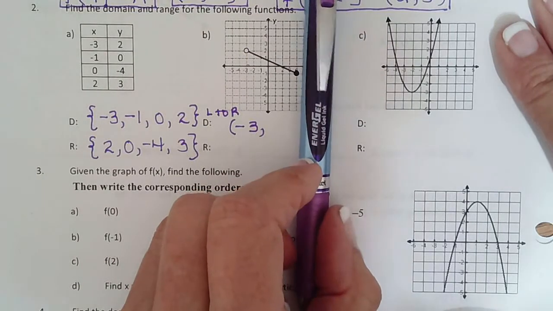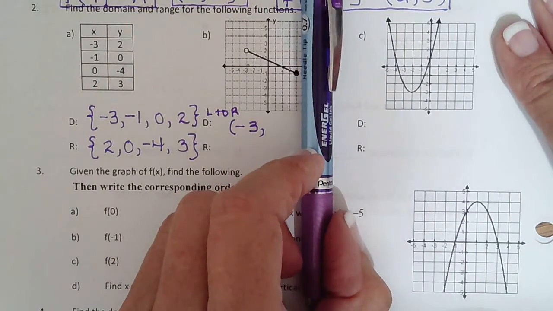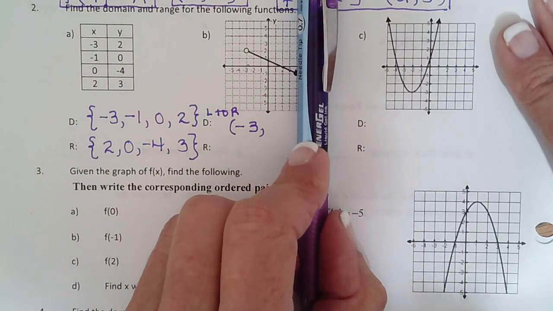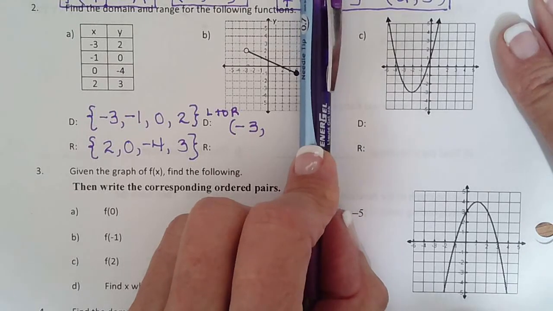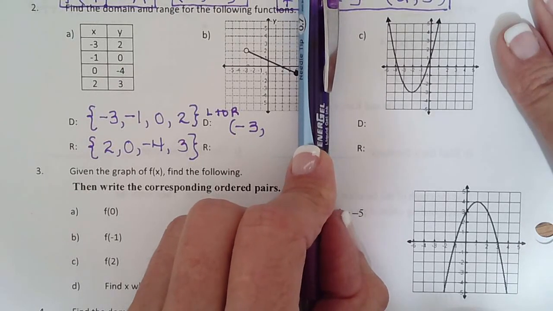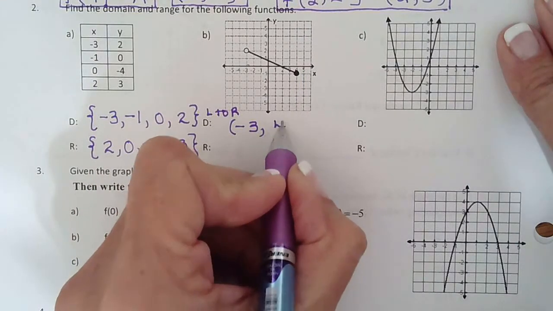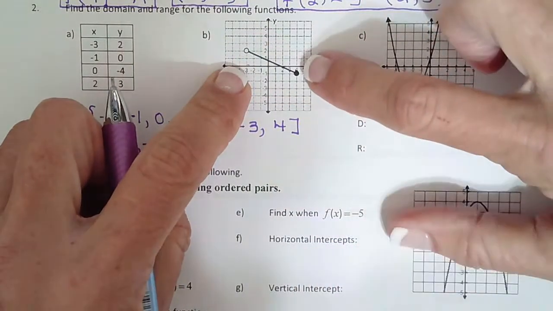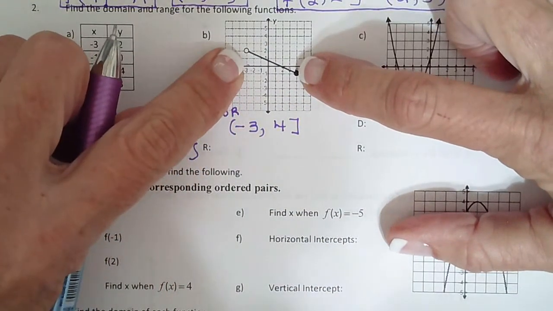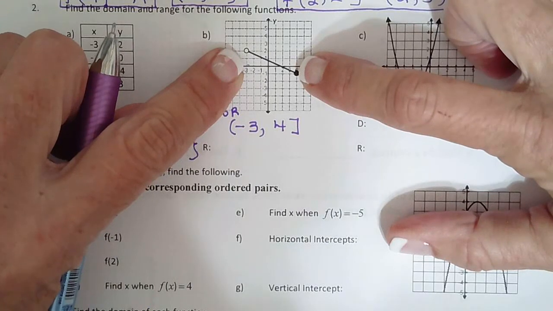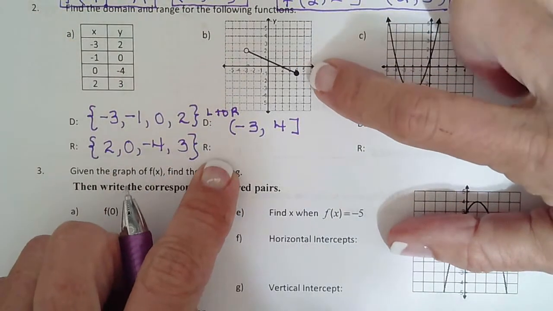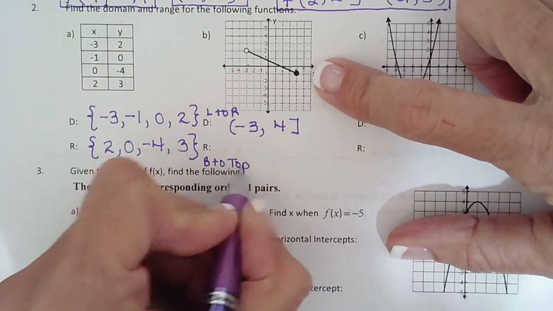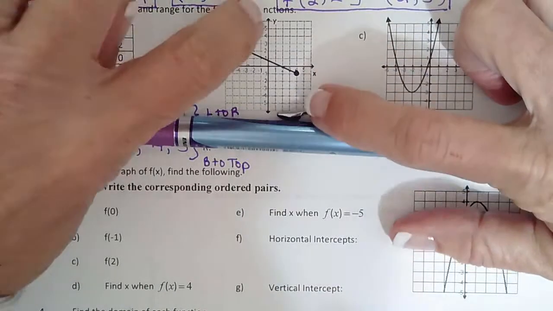What's the largest x value? 1, 2, 3, 4, it looks like, right? And it's a bracket. So the largest x value is 4 with a bracket. So -3 all the way over to 4. That's the extent of the x's, left to right. Now we have to do the range. Range, remember, is bottom to top. So we roll our pencil, and we're only looking at the y-axis now.